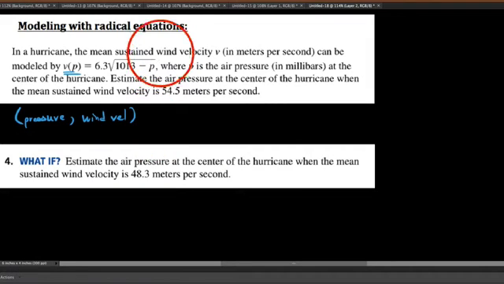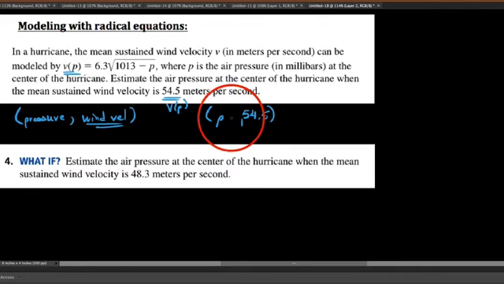So you tell me a pressure, and I can tell you the average wind velocity, is essentially what this model is saying. As we read through, it says estimate the air pressure at the center of the hurricane when the mean sustained wind velocity is 54.5 meters per second. I hate to say that this is a plug and chug situation, but when you look at what they gave us, this 54.5 is the mean sustained wind velocity. In other words, this is a v of p value. We are getting the y information, 54.5 is our wind velocity, and we're being asked to go backwards and tell what the pressure is.